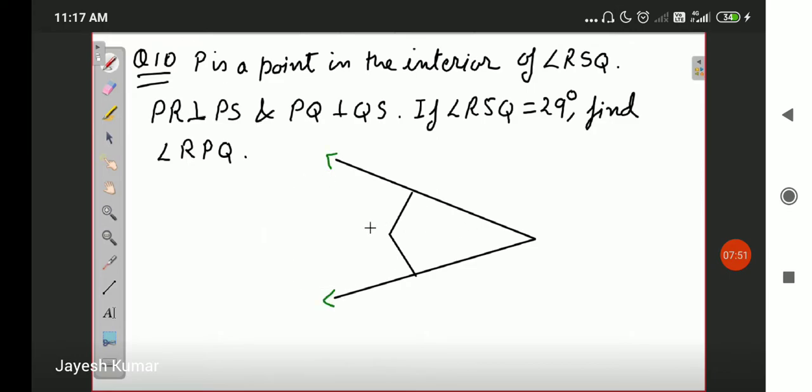The diagram is like this. This is point P here, there is point R, and this is point Q, this is point S. So according to the question, these two are right angles. That means this angle is 90 degrees as well as angle R is 90 degrees. You are given the value of angle RSQ, that is this angle right here, 29 degrees. You need to determine the value of angle RPQ. Okay.